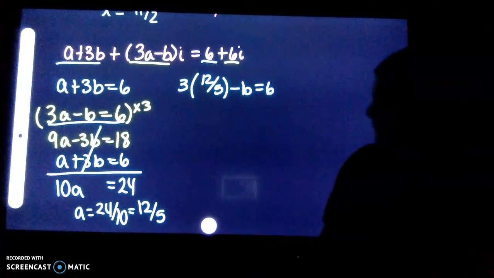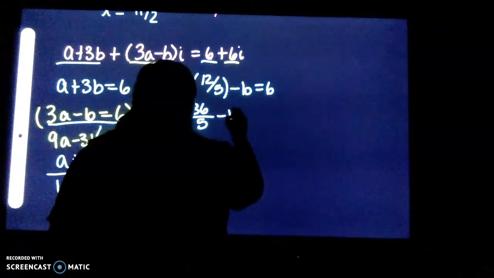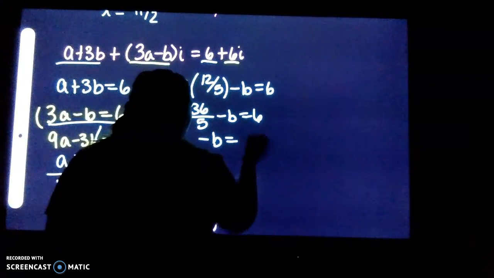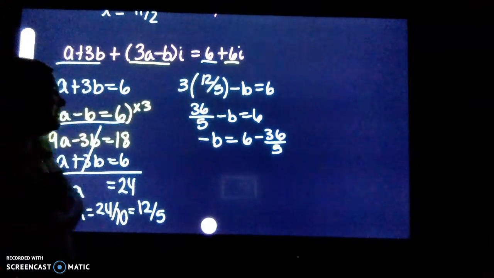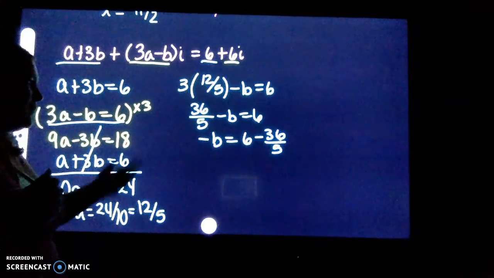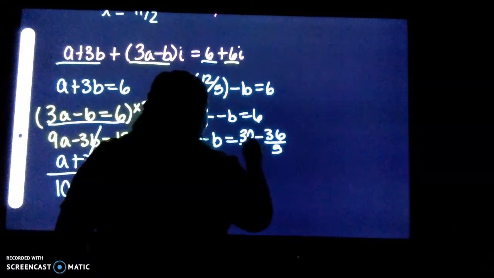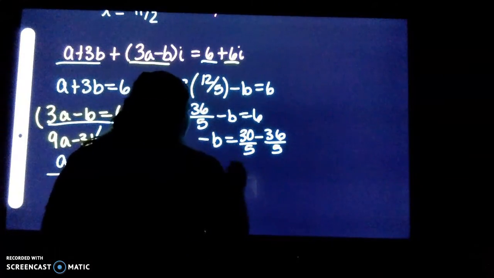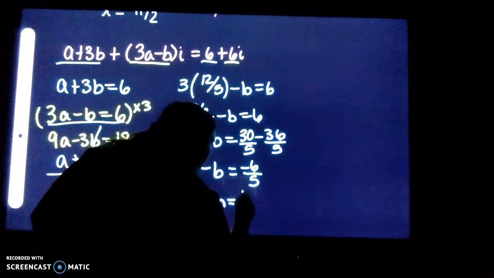I need to go ahead and multiply that 3 in. When I do, I get 36 over 5 minus b is 6. Subtract the 36 over 5 over. I would like to put 6 and negative 36 over 5 together, which means I'm going to have to rewrite 6 as a fraction over 5. I recognize that this is the same as 30 over 5 because 6 times 5 is 30. 30 minus 36 gives me a negative 6 over 5. And when I divide by the negative, I get b is equal to a positive 6 over 5.